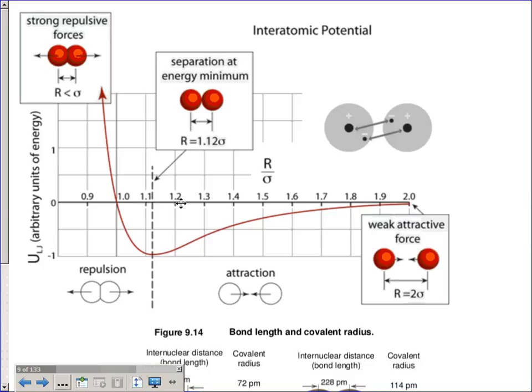Thanks. Bye. All right. So there's our additional graph that gives you some information of the repulsive series here.